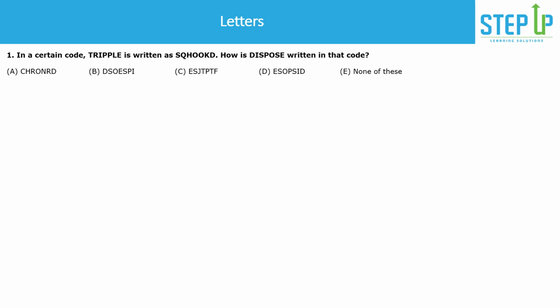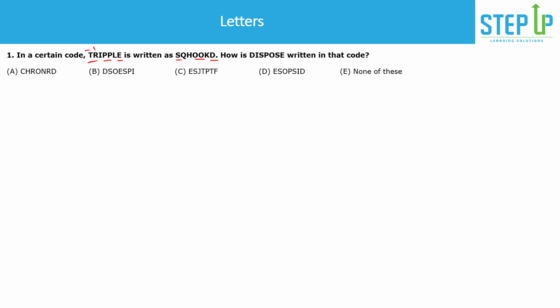So let's attempt close to 4 questions on the letter series. Let's look at the first question. It says TRIPLE is written as SQHOKD. So P is becoming O, T is becoming S. Can you see some logic? E is becoming D. This is very obvious. That means it is -1 on every letter, isn't it? Because before T, what comes? S. Q, R, F, G, H, I. So -1 is happening on all.